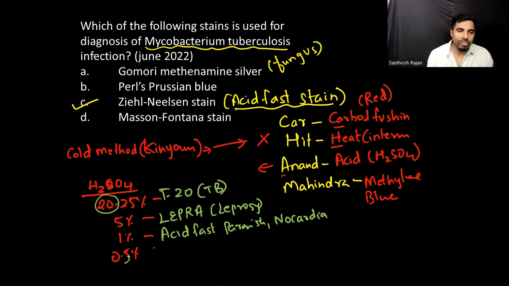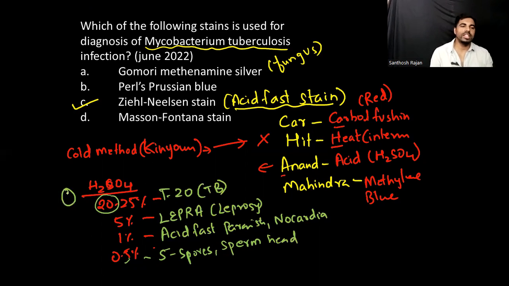For 5%, remember 5 for S. That is spores, spores and sperm head. They never ask this question that much, but in case they might ask spores or sperm. 0.5% looks like a 5, so spores and sperm head. That's all. So you can expect one question very easily. At least 5% or 1% will come surely. So please remember. Finish. This is your acid-fast technical step.